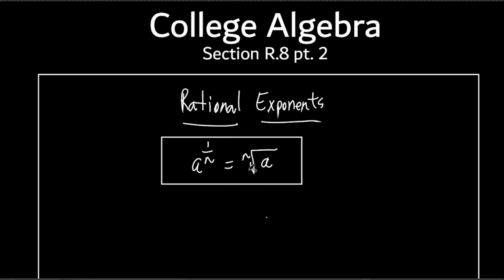All right, let me just say this. If n is an even number, okay, 2, 4, 6, 8, 10, whatever, you cannot have a negative inside of that root. Did you hear what I just said? If n is an even number, so if this is the square root or the fourth root, sixth root, eighth root, 10th root of whatever number, this number right here cannot be a negative number.